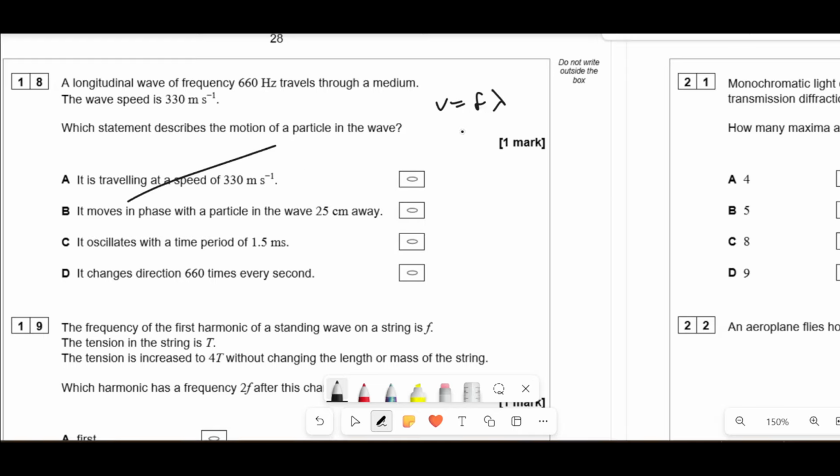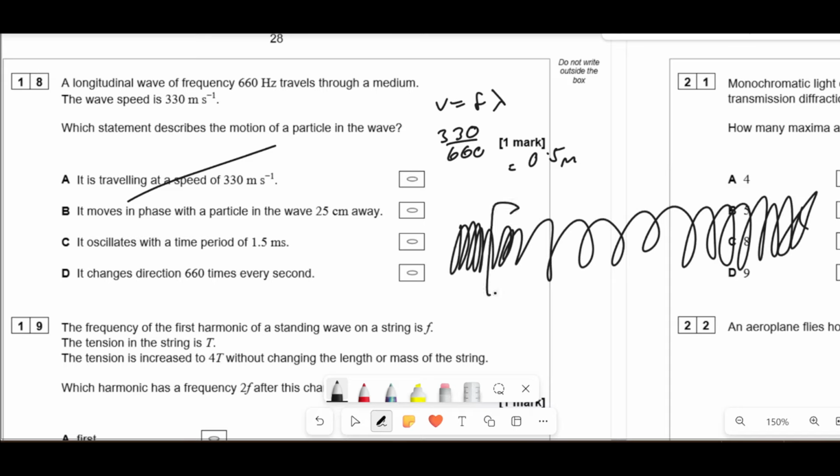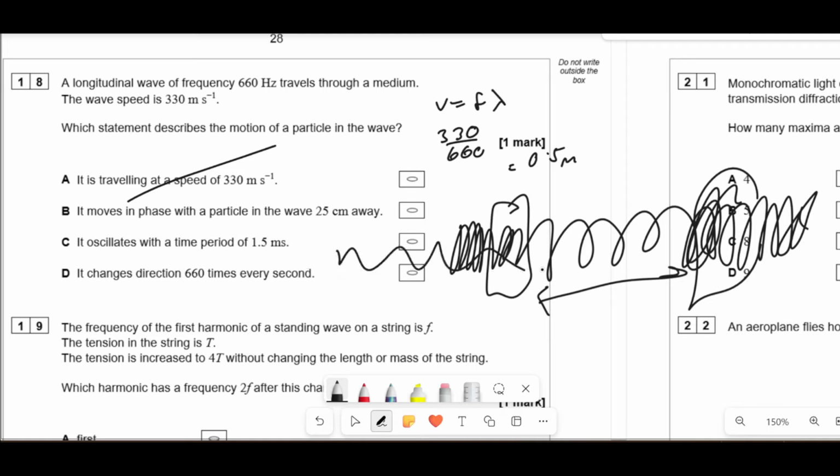Okay, well, if I work the wavelength out, it's going to be 330 over 660, which is 0.5 meters. This wavelength here, though, is the distance between compressions or rarefactions instead of the usual crests and troughs that we're familiar with in transverse waves. So, for example, if I have a slinky like that, you see you've got a compression here, and another compression here, and in between you've got rarefactions there. And in this circumstance, whether something's in phase or not depends on its position within the wave as it's being transmitted across. So it doesn't necessarily have to do with how far away from another particle it is. It's all to do with its individual position, so that one's out.